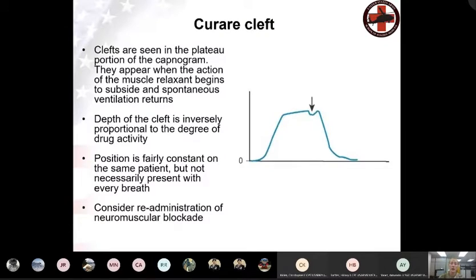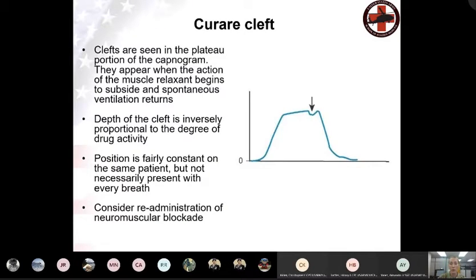Now, another thing that I want to point out to you guys is something called a curare cleft. What you'll notice here is that we have a plateau, and then all of a sudden there's a little dip. As we reviewed earlier, when our waveform is attempting to return to baseline, that's because air in our environment is being drawn past that sensor. So in this instance, this patient is trying to take a breath. This is an indicator that our paralytic has started to wear off and the patient is triggering their own breaths. This is an indication that we may potentially need to redose our paralytic and reassess for sedation and pain control.